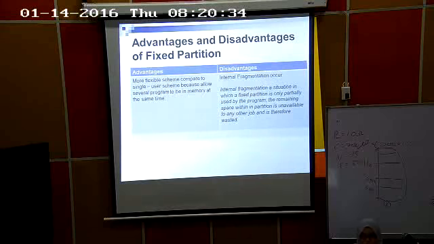Okay, advantages and disadvantages of fixed partition. The advantages are that it is simple, and allows several programs to be in memory at the same time. More flexible. However, the disadvantage is internal fragmentation, whereby part of your partition is being used by a program. However, the remaining will be wasted. It is just there, not being used.